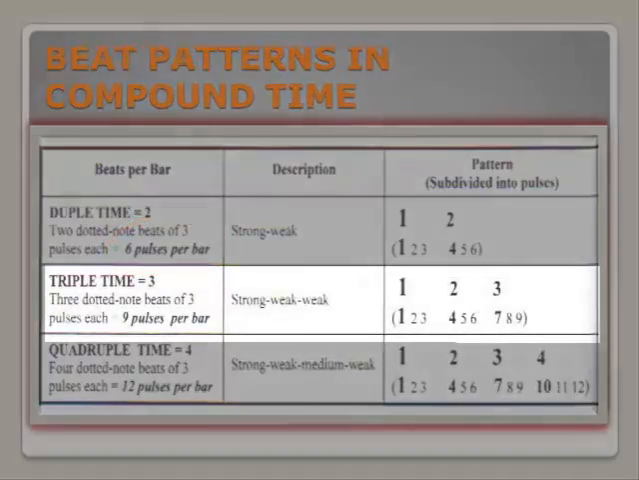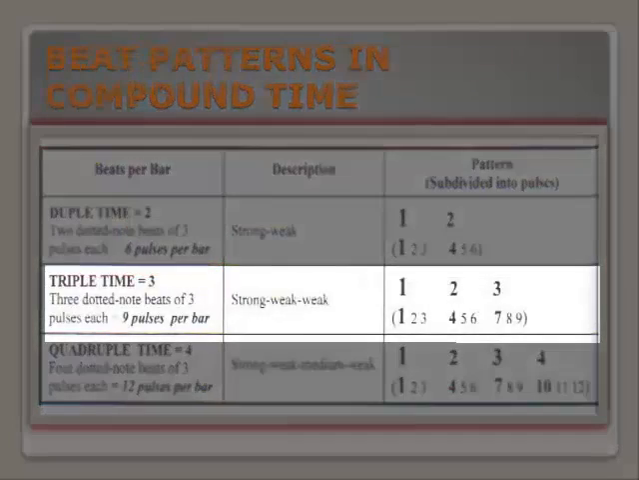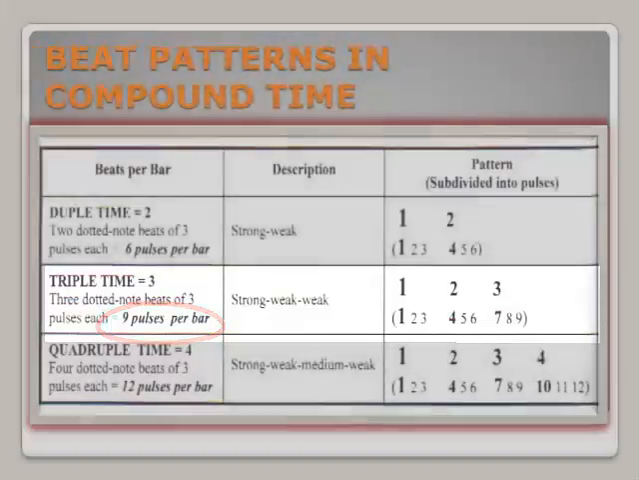In simple triple time, we have strong, weak, weak, strong, weak, weak for 1, 2, 3. In compound triple time, we still have 3 unit beats. However, we have 9 pulses. The top number in compound triple time will be a 9. However, the 9 pulses are then grouped together to make 3 unit beats.